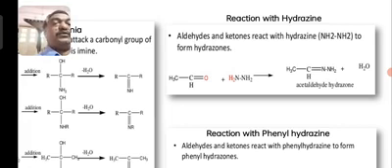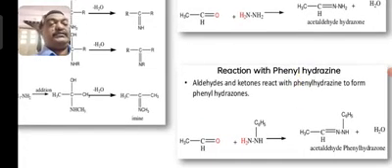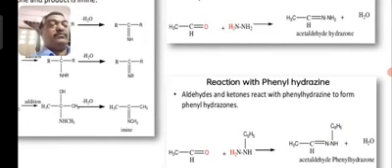So reaction of hydrazine will produce hydrazones for aldehydes and ketones respectively. Similarly, if you take phenylhydrazine, what is phenylhydrazine? The same NH2NH2, but H is replaced by C6H5. This is called a phenyl group. So correspondingly, phenylhydrazones are formed. Okay, so these are the simple reactions.